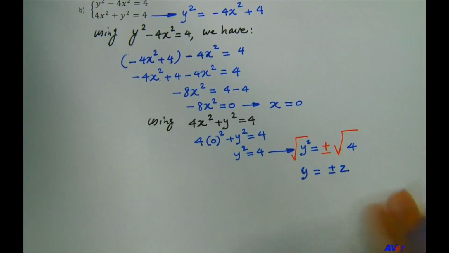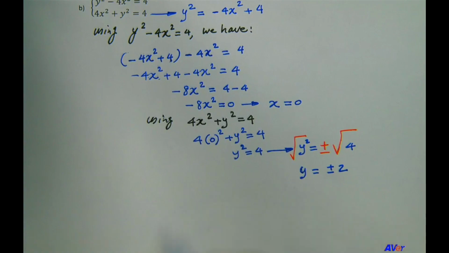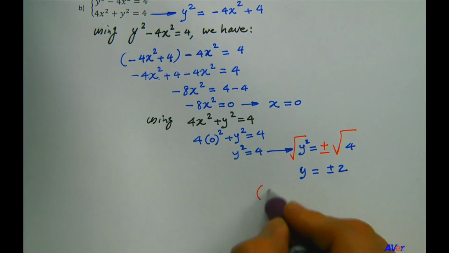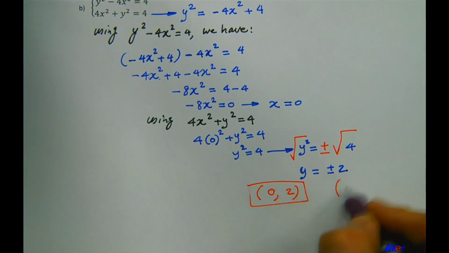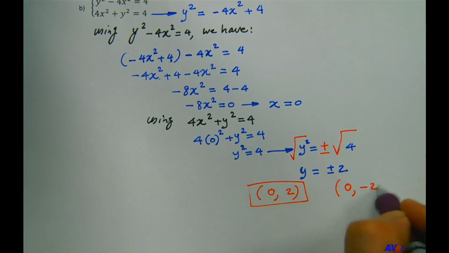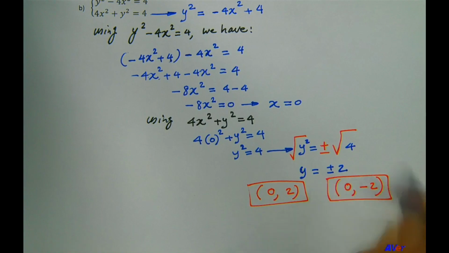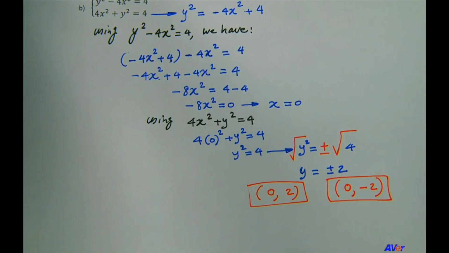Okay, so the solutions for this system then are x equals 0, y equals positive 2, and x equals 0, y equals negative 2. Okay, those are the solutions of that system. We will graph that soon enough. Here's another example.